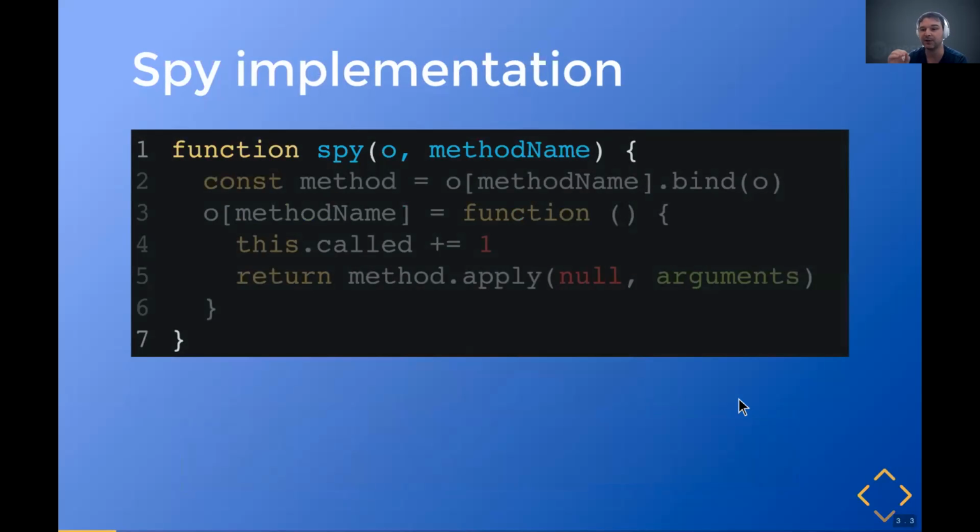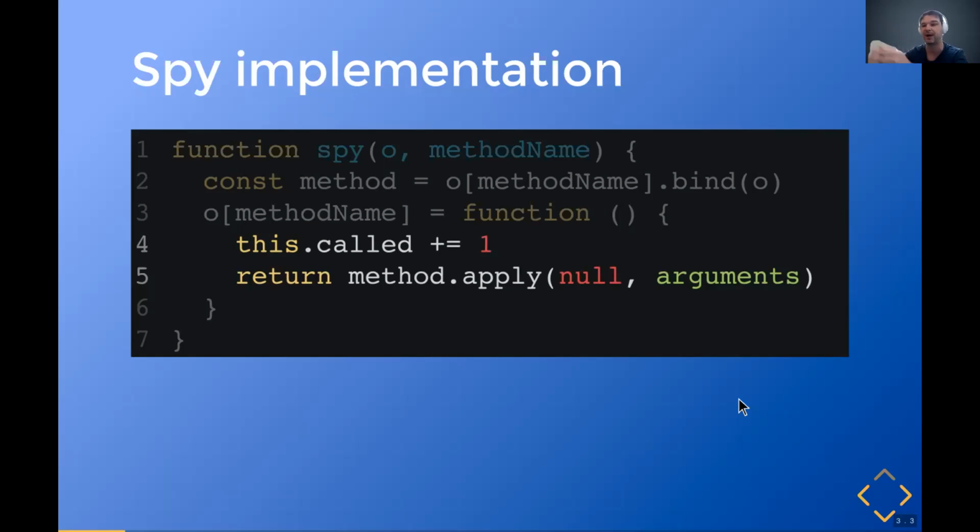So spying on a method in JavaScript is really simple. You can implement it yourself. For example, if you want to spy on an object and you're given a method name, all you have to do is find that method, the real function, and then override it, replace it with your own function where you keep track of how many calls and of the arguments. And then all you do is call the actual function, because you still want to call person greet. You don't want to stub it. You just take all your arguments and pass them to the real function. So that's how you implement a spy.